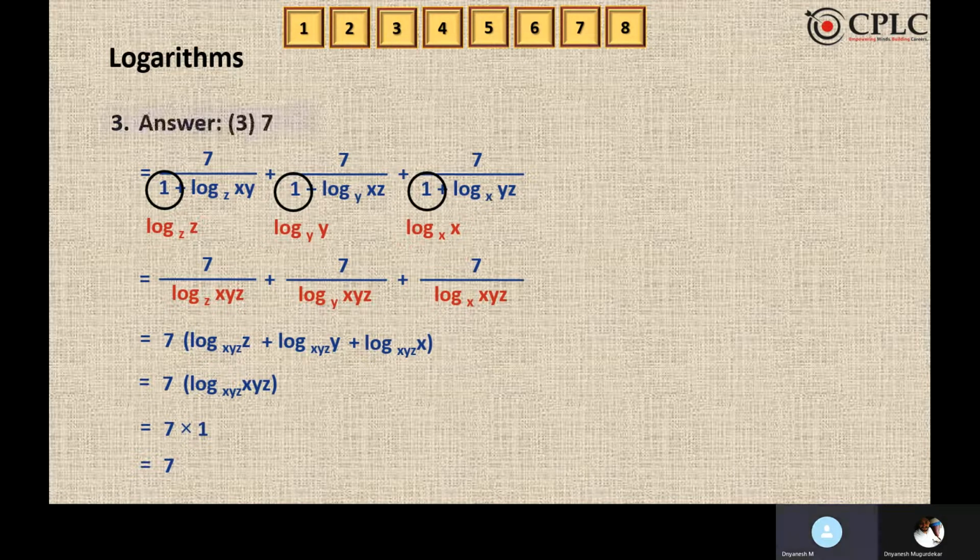So, three approaches to simplify this question. After this step, the second step, 7 upon log xyz to the base z, you could have also done change of base and you would have gotten what I was trying to tell you in the beginning. Or you could think of this as well. You reverse it and then you have log xyz to the base xyz, which will again get cancelled and you will get 1. So 7 into 1 is 7.